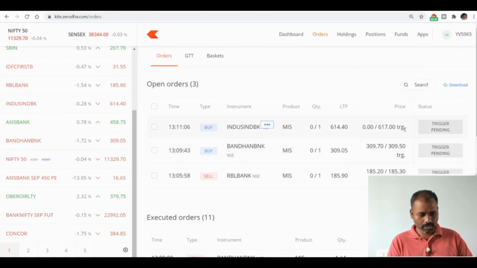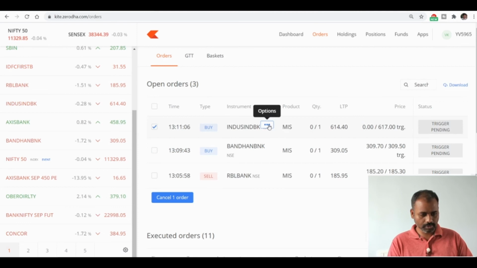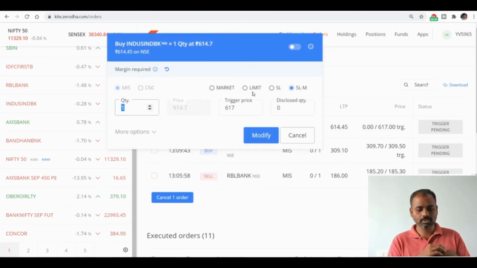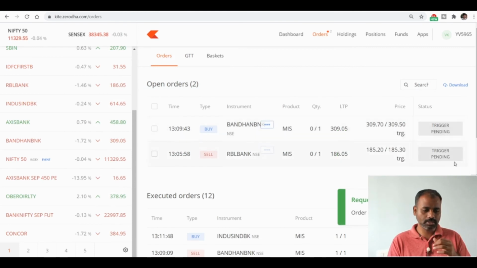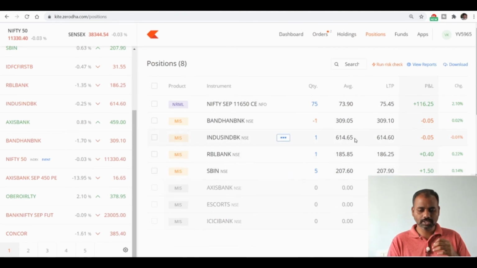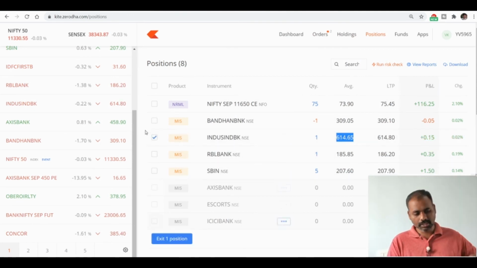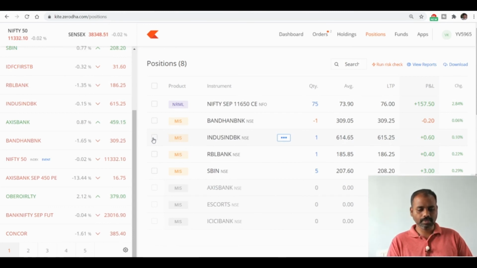IndusInd Bank is waiting for the trigger. Now I am going to modify this, and let us say I will go with limit and try to buy at 617. You can see what happens now: it will not buy at 617, it will immediately buy. You can see at what price it actually bought it. IndusInd Bank was bought at 614.65 itself. So if you are expecting a breakout of a particular stock, and you want to buy only at that point, you can use SL buy. If you place a limit order above the market price, it will execute at the market price. This is the difference between limit and SL buy.